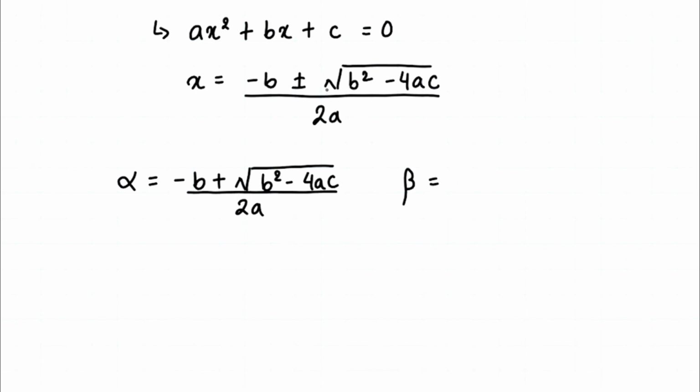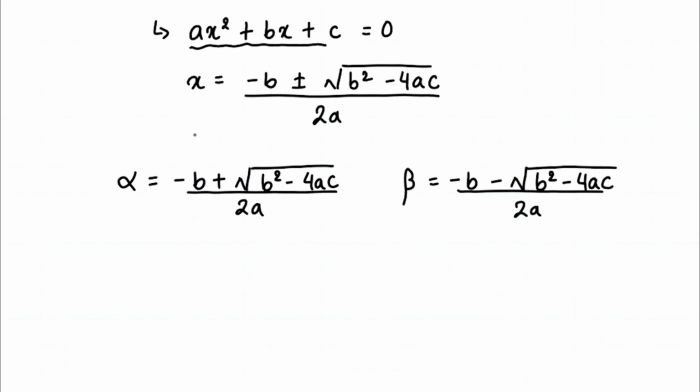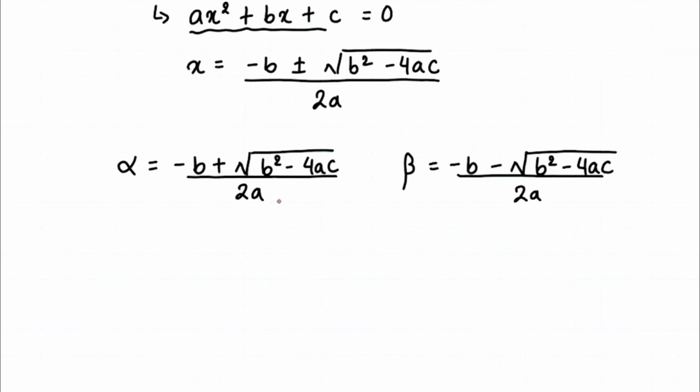And let's say the value that you get by taking the negative symbol is beta, then we have minus b minus, okay, we are taking the negative symbol, right? So square root b square minus 4ac divided by 2a. So these are the two values of x that you'll get when you solve this particular quadratic equation. Or you could say these are the two roots of the quadratic equation. Now that we have the two roots alpha and beta, we can easily find the sum of these roots and the product of these roots. So let's do that, okay?